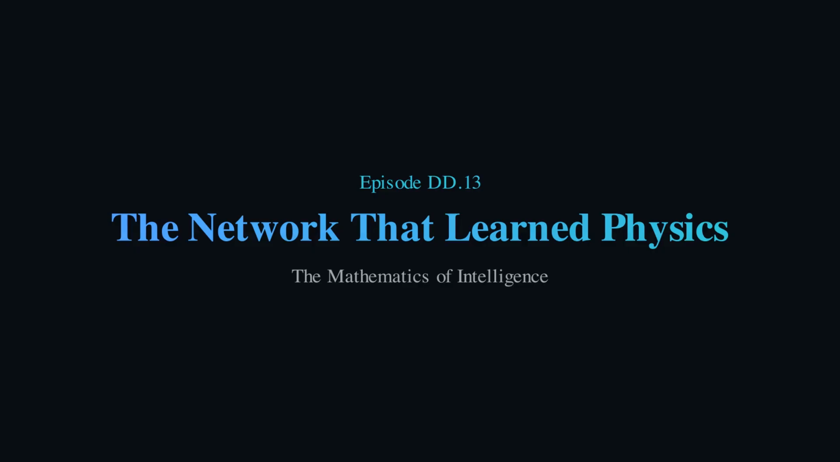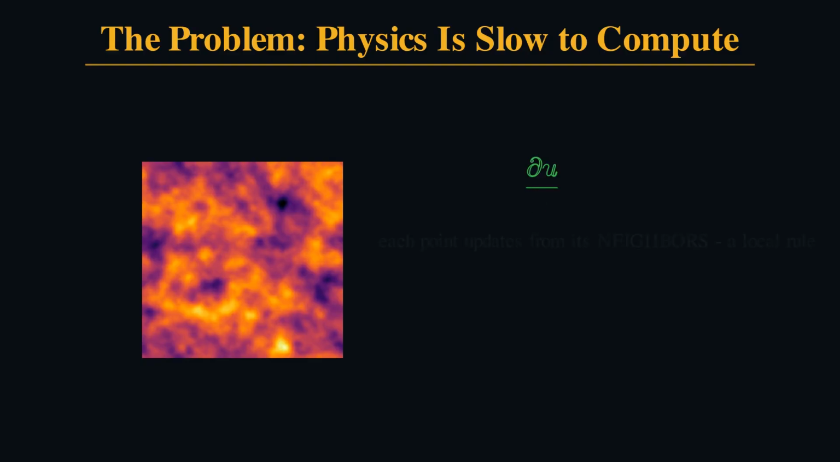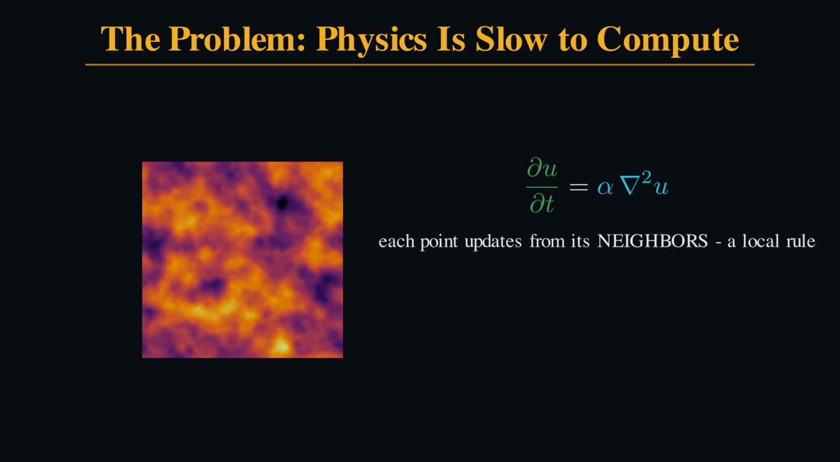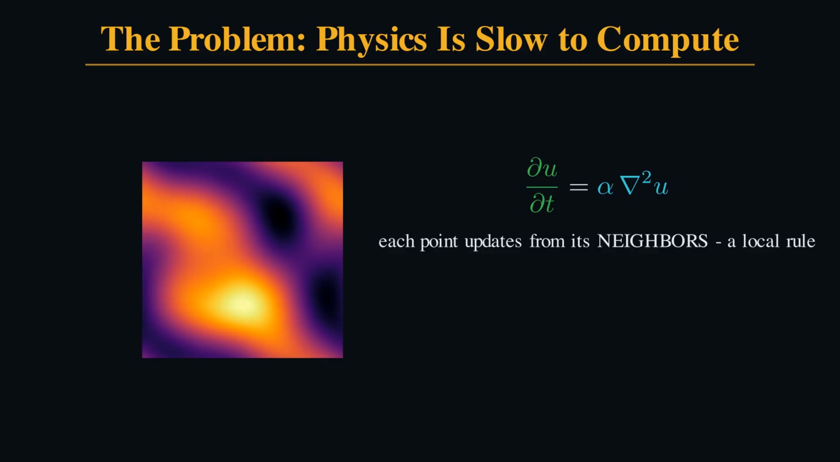Today, the network that learned physics. Start from zero. A partial differential equation is just a local rule. Here is heat on a metal plate. The rule says, every point drifts toward the average of its neighbors. That is all the famous heat equation states. Hot spots bleed into cold spots.